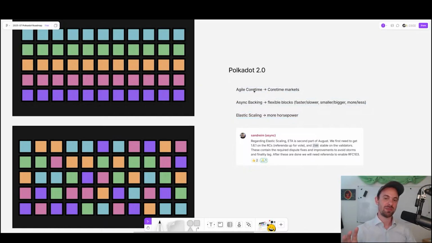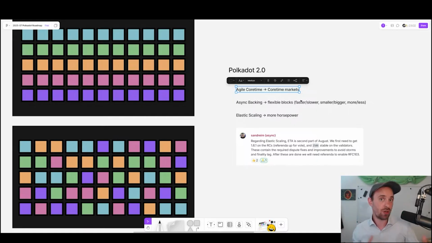So Agile Coretime basically introduced the possibility that we have Coretime markets. That means basically you can rent execution time for your blockchain for 1 month straight. And all the parachains are now running on Coretime markets, so they're renting execution for 1 month. It's basically like you would be renting on a cloud. You rent 1 month of service, for example, right? So this is what you can do in Polkadot. Agile Coretime, you rent 1 month of execution for your chain.